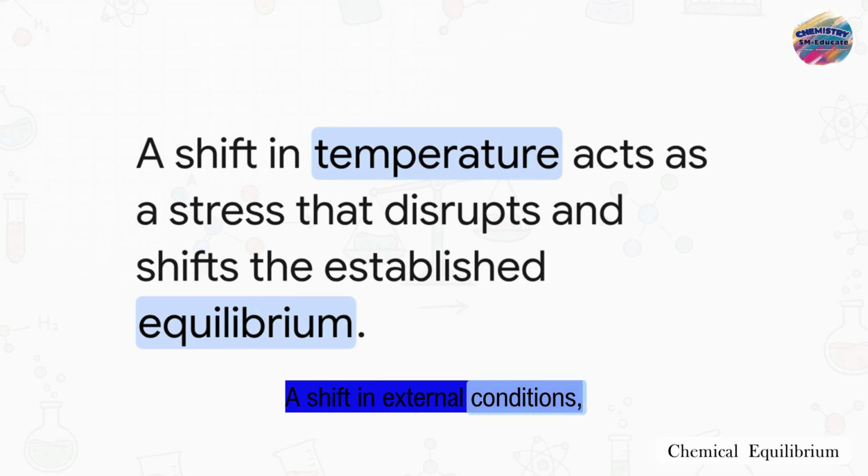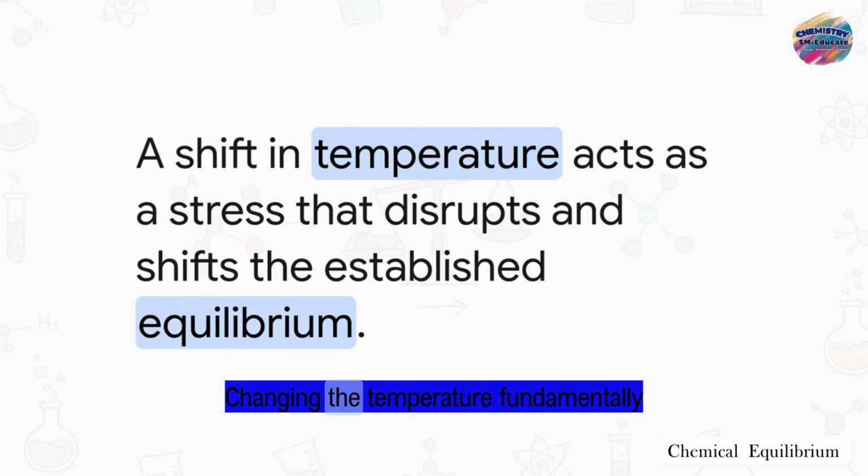A shift in external conditions, like a sudden change in temperature, acts as a huge stressor on the system. Because chemical equilibrium requires constant conditions, applying heat, or taking it away, totally breaks the balance. The system just isn't balanced anymore. It's basically forced to favor either the forward direction or the reverse direction to try and compensate for that new temperature. In the case of cobalt chloride, heating it up pushes the reaction one way, turning it blue, while cooling it down pushes it the other way, turning it pink. Changing the temperature fundamentally shifts the equilibrium point.